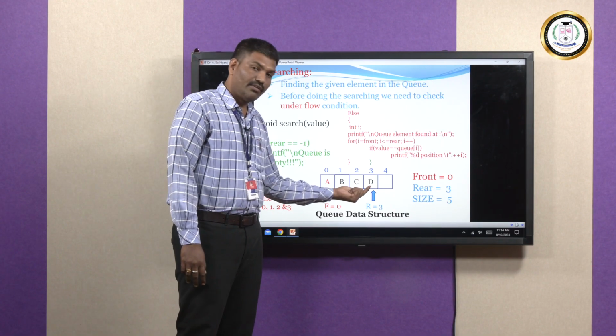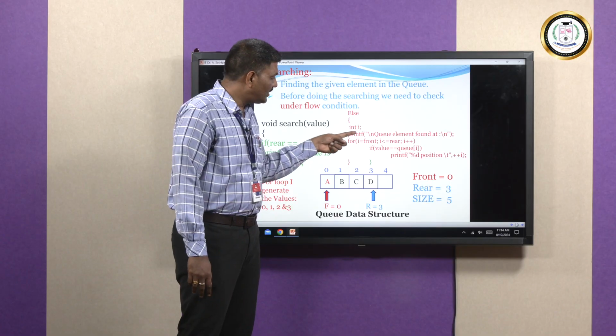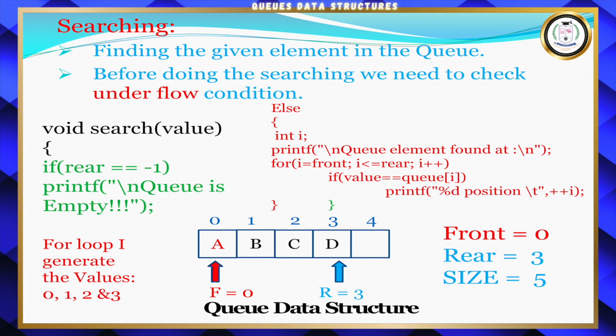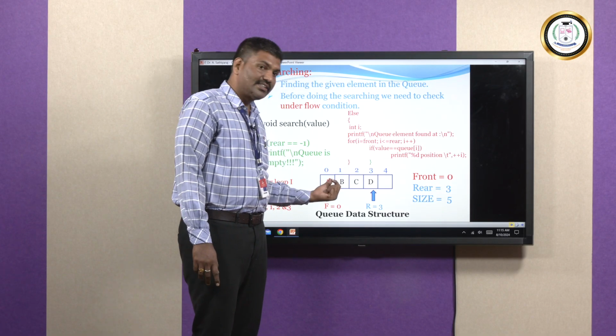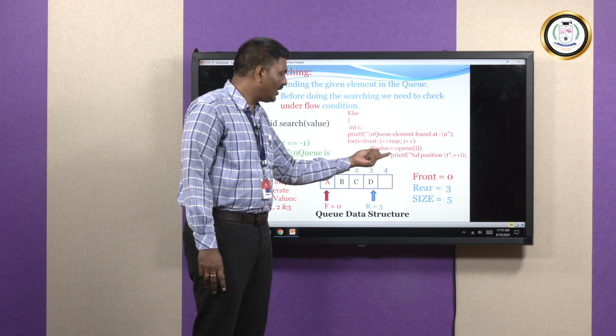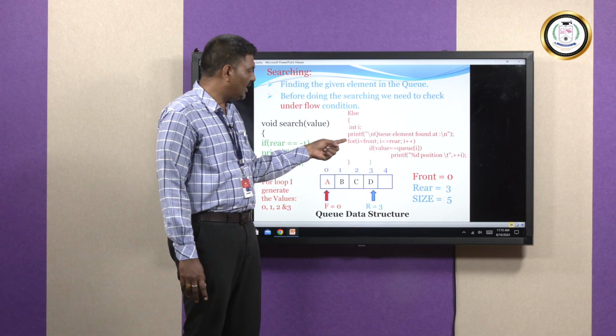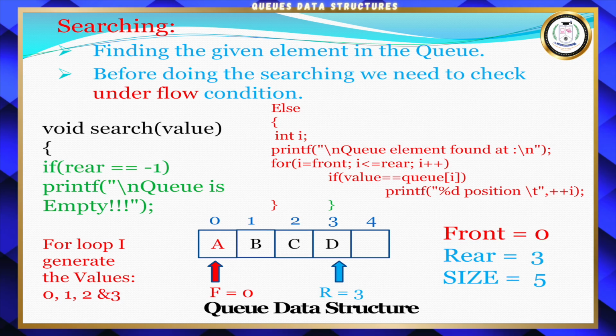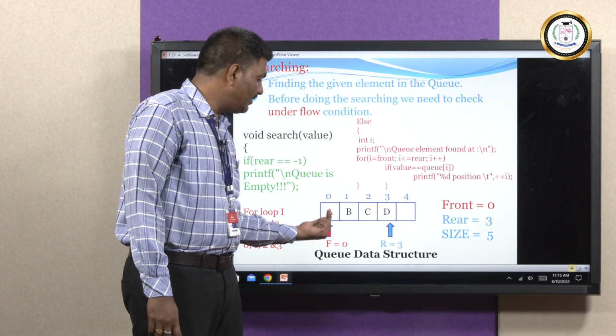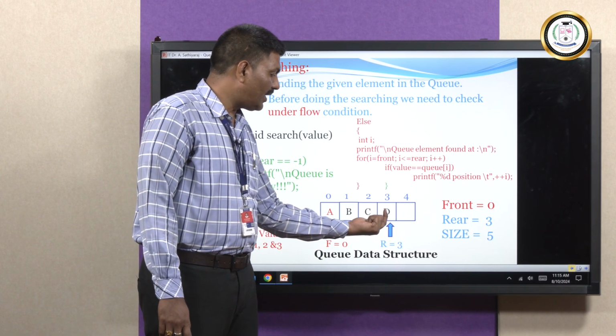If you provided D, here initially the front value is A, then we compare with q of i, that is A, and we provided the value D. D equal to A is not satisfied, so the if body, which is the print statement, is not executed. We come out of the if body, then again i plus plus, so the i value becomes 1. Now we are incrementing again and again, doing the looping operation, comparing with A, comparing with B, comparing with C, comparing with D.